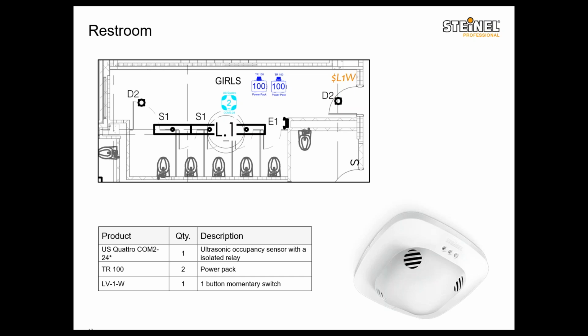So you have your one power pack for the lighting to control all the lights, and you're limited to 30 minutes as per the code. But for the exhaust fan, because you're using the HVAC control output, you can go with a time delay of up to 2 hours.